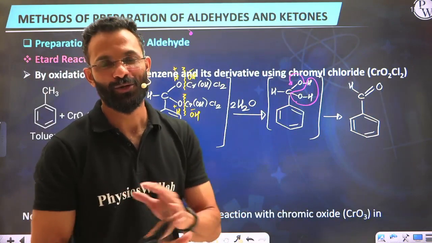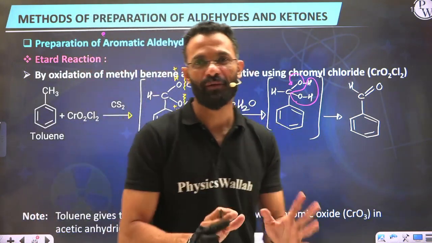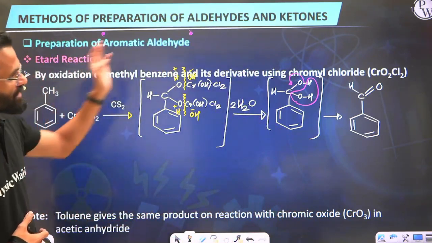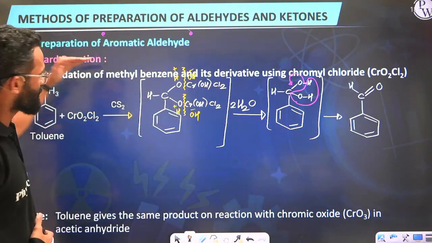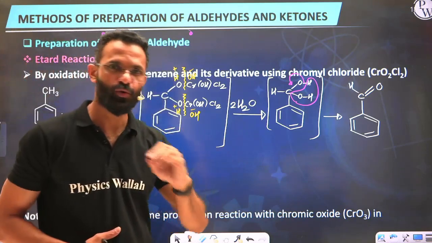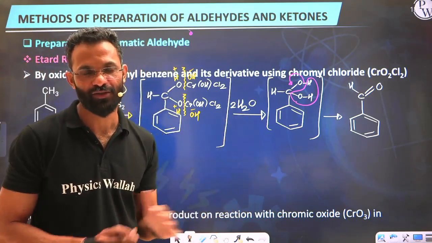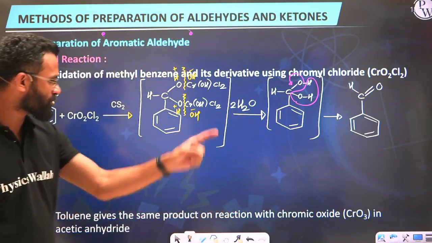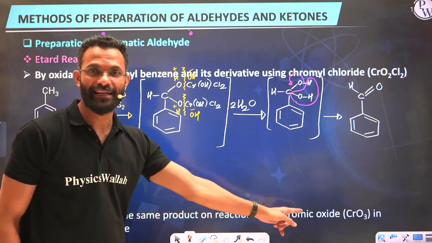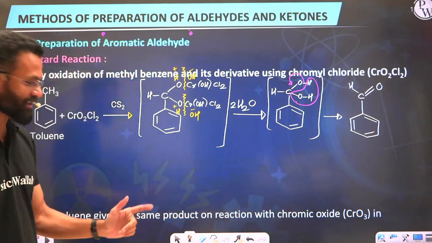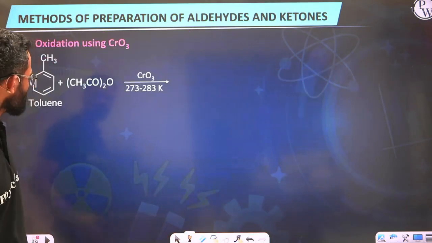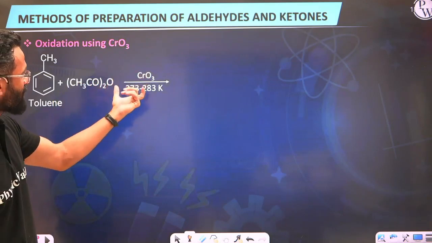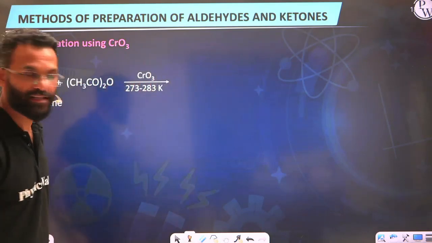Again guys, this is not the mechanism, this is just a way to remember the reaction. So the action of chromyl chloride in CS2 on toluene, converting that into benzaldehyde, is what you call the Etard reaction. Also, you'll have questions only on the conversion basis for such reactions, no mechanism would be asked. Like this, toluene can also be converted to benzaldehyde using chromic oxide in acetic anhydride. That is the second conversion. Toluene with acetic anhydride in presence of chromic oxide at a lower temperature will also convert that into benzaldehyde.